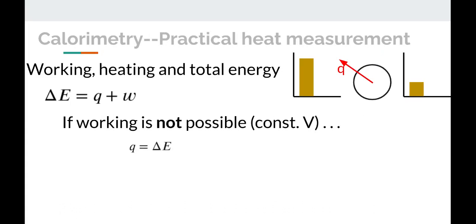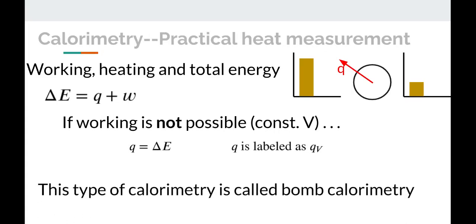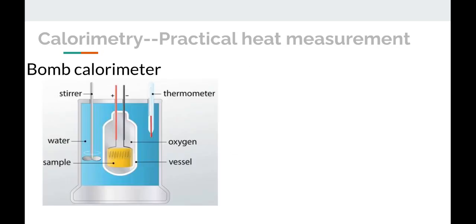However, there are some situations where working is not possible. This would be a constant volume situation. If you can't expand or contract the system, then that means there is no working. And so if you measure the energy flow through heating, you are measuring all the energy exchange. So Q in this case would be labeled QV, or Q at constant volume, and this kind of calorimetry is called bomb calorimetry. So this is a bomb calorimeter.